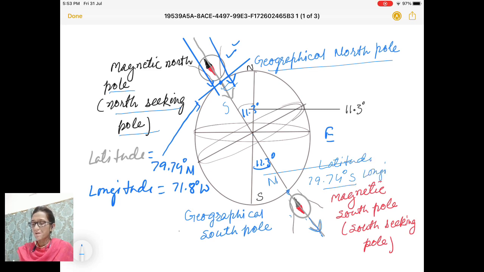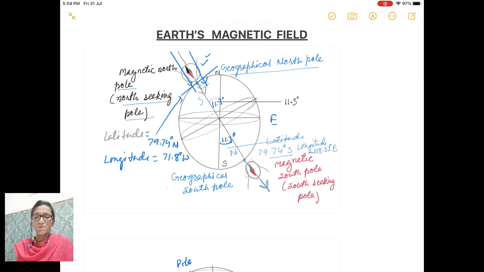Longitude is 108.22 degree and this is, you can see, towards east, whereas the position of the north magnetic pole in terms of latitude is 79.74 degree north and longitude is 71.8 degree west.